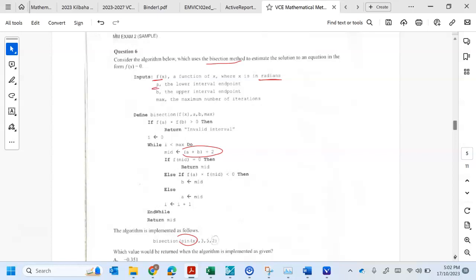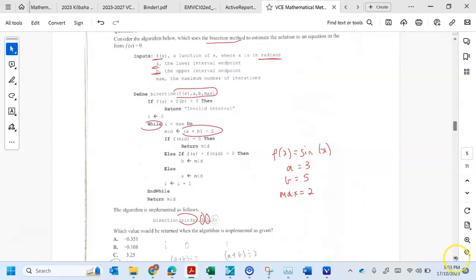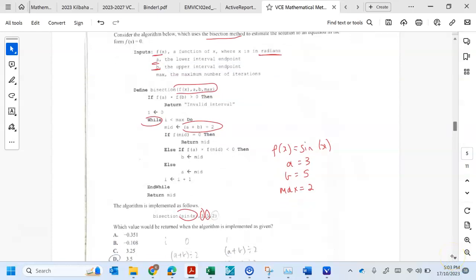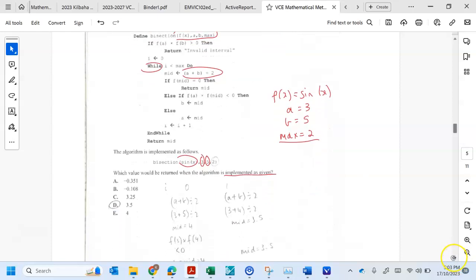So a is your lower interval, which is 3. Actually, it's defined the function here. b is 5, so f of x is sine x. a is equal to 3, b is equal to 5, and the max number of iterations is 2. So it means we go through the while loop twice. The question asks for the value that would be returned when the algorithm is implemented. So we go through it twice, so the maximum is 2. You can see I've done that twice.